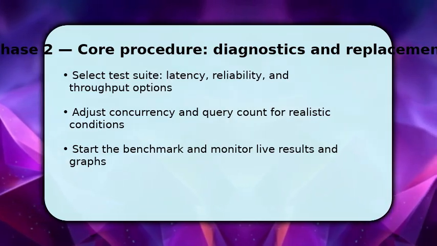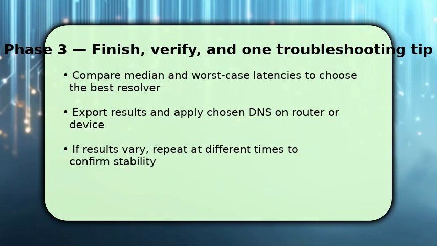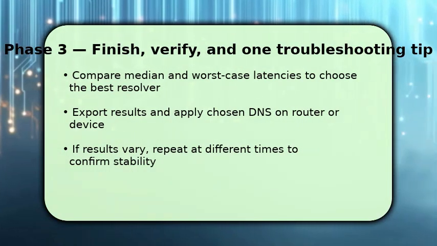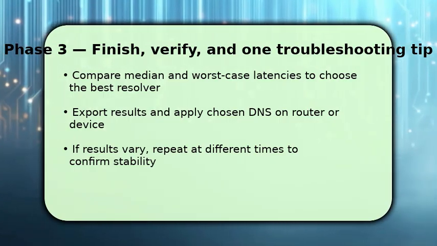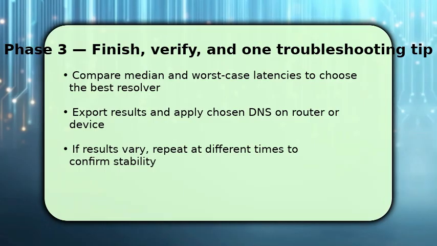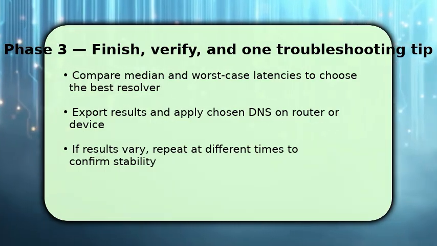After the run completes, focus on median and high percentile latencies to pick the most consistent resolver. Low median with occasional spikes may still be problematic. Export the results for records, then apply the selected DNS IPs to your router or device so all traffic benefits.